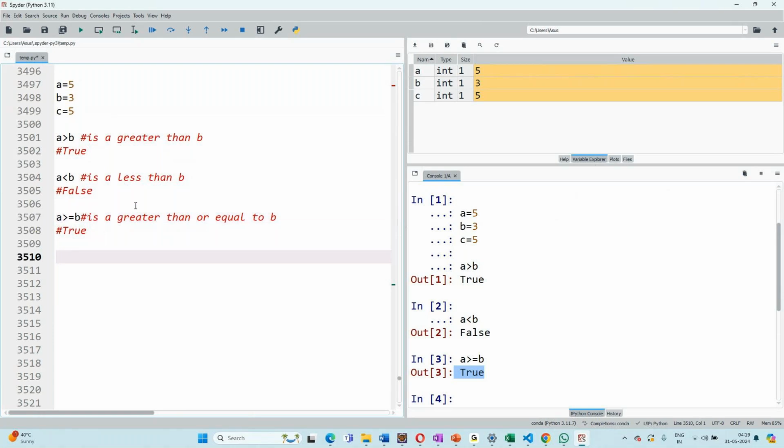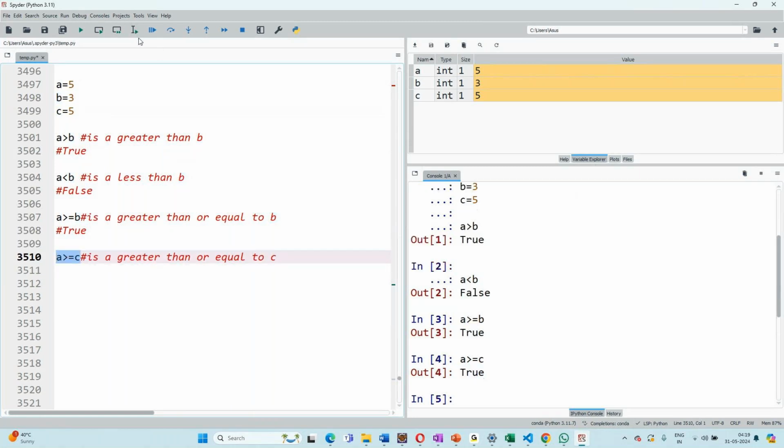And then a greater than or equal to c. Now here the question is, is a greater than or equal to c? A may not be greater, but it is equal. The answer is true because it is not greater, but it is equal. So here it is greater, there it is equal.